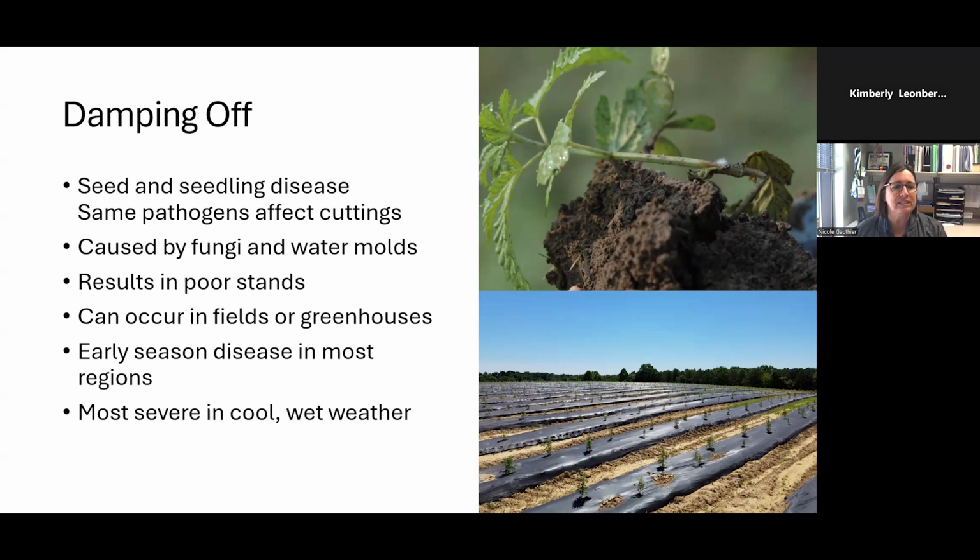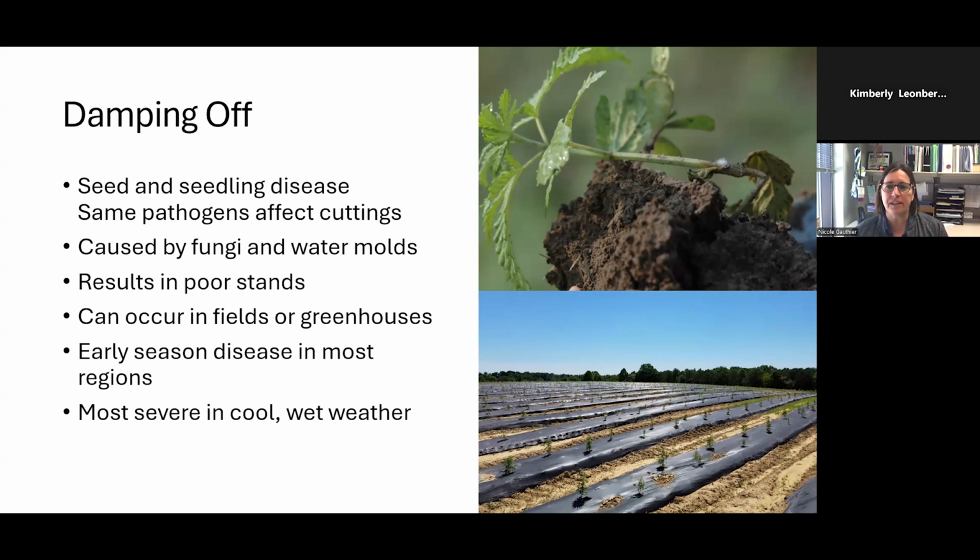So damping off diseases can be caused by fungi, or as we call them in plant pathology, true fungi, or water molds. So water molds are fungus-like, but not true fungi. And that's going to matter in the way we manage them. Damping off diseases really result in poor stand establishment. This can occur in greenhouses, indoor grow, or in open fields.